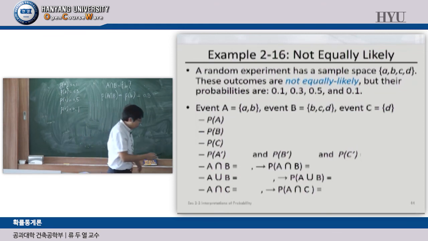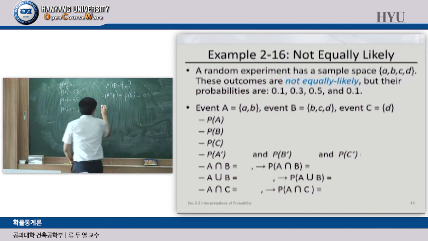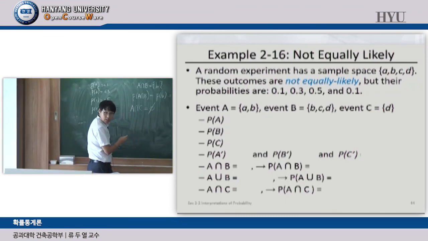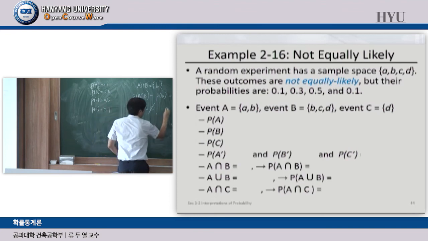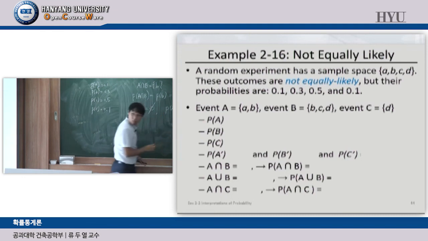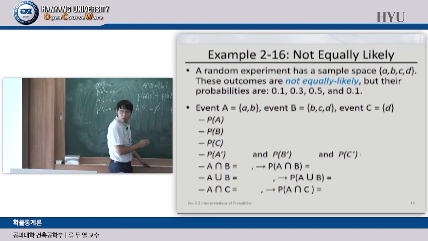And what is the intersection of event A and event C? There's nothing. So the intersection of event A and C will be the null set, and the probability of the intersection of event A and event C will be 0. Okay?